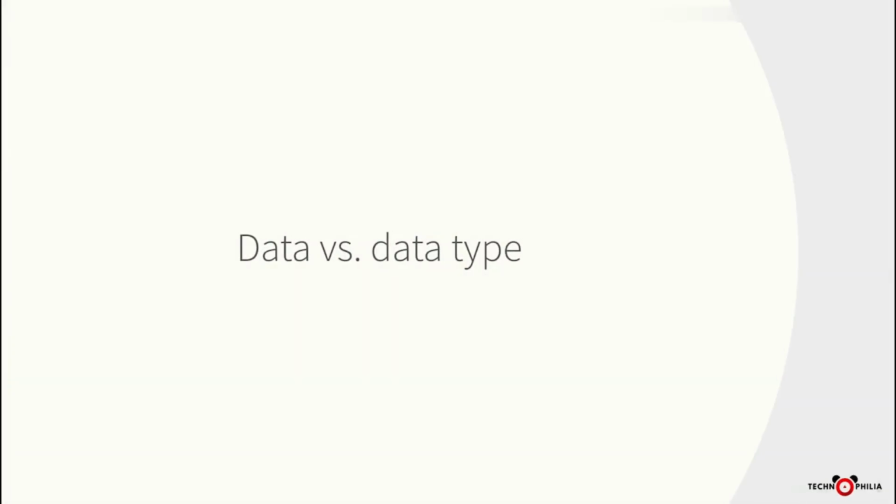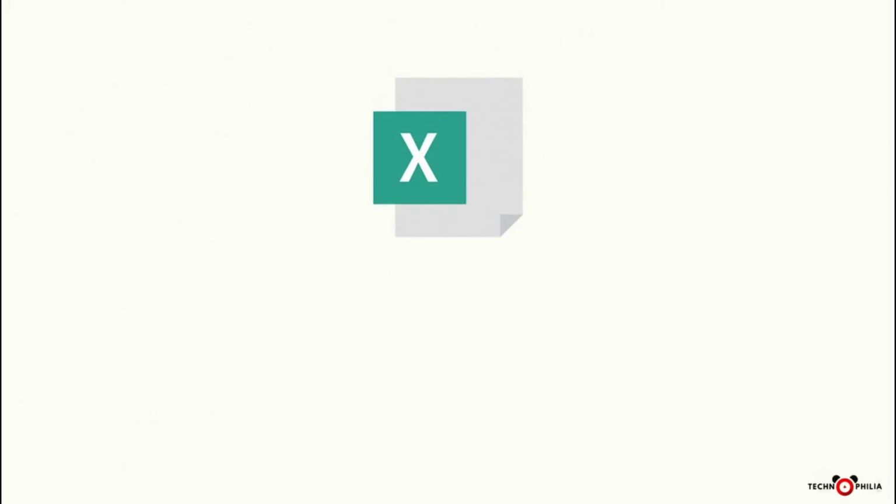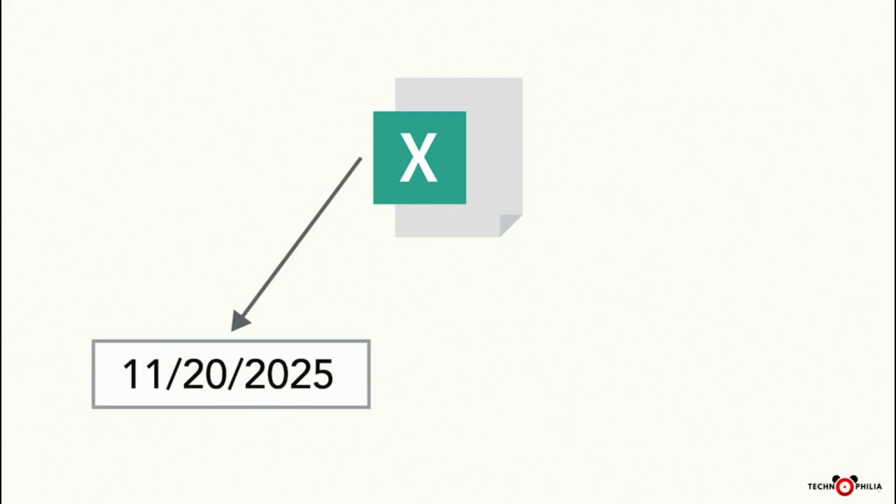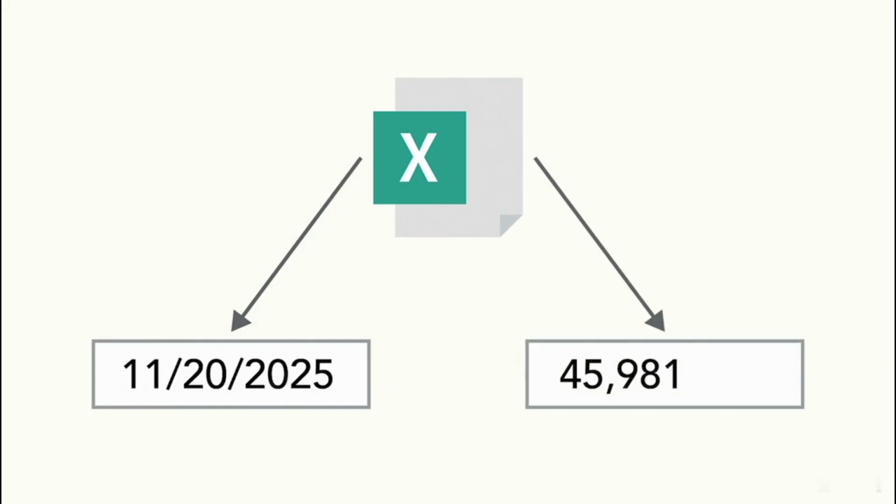Data analysts have grown to understand that this is where it starts to get tricky. What our eyes see and what the program sees is not always the same thing. When we work with data in Excel or in databases and that data is defined by the systems, what you see isn't exactly how it is defined or stored. What if I told you that November 20th, 2025 and 45,981 to Excel are exactly the same thing? It's the format that makes a difference.